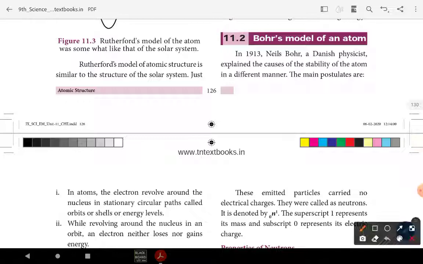Bohr's atomic model. Niels Bohr is a physicist from Denmark. Here it is given, a Danish physicist. In 1913, he explained the causes. We saw that the Rutherford atomic model is not stable. He was not able to explain the stability of an atom.